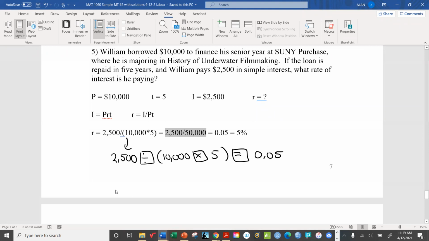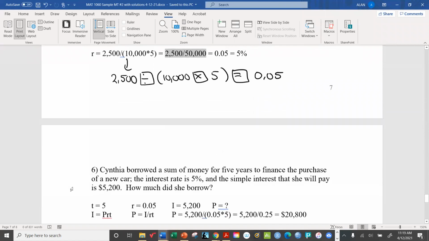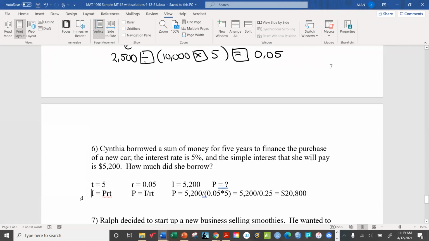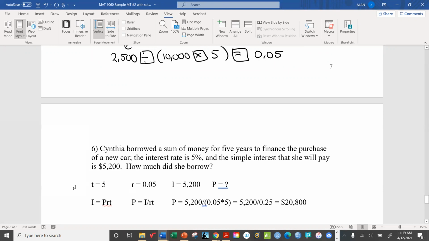All right, what's next? Number 6. Now, in this case, we have somebody who's borrowing money as well, except that this time we're told that Cynthia is borrowing a sum of money for 5 years, that's T equals 5, to finance the purchase of a new car. The interest rate is 5%, and she'll ultimately pay $5,200 in simple interest. How much did she borrow? So this time they're asking us to solve for the principal.